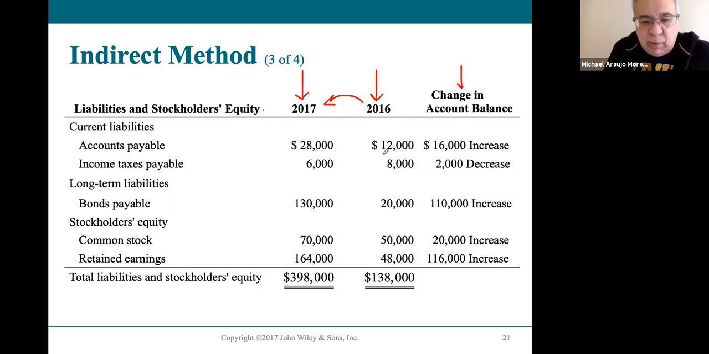Accounts payable went from $12,000 to $28,000. That's a $16,000 increase. Income tax payable went from $8,000 to $6,000. It went down, a $2,000 decrease. Bonds payable went from $20,000 to $130,000. That's a large increase of $110,000. Common stock went from $50,000 to $70,000, a $20,000 increase. Retained earnings went from $48,000 to $164,000. That's a $116,000 increase. Okay, so we're noting all of our differences, and that's the second thing we need to do. Right? Income statement, comparative balance sheet.